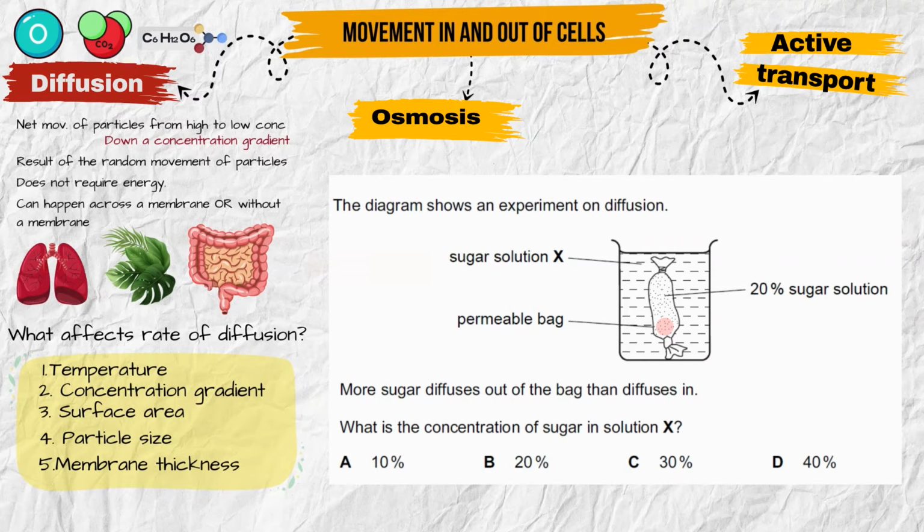That's diffusion. Which solution allows that? Only the one with concentration less than 20%. So the answer is A. This is how you analyze Paper 2 questions in your head. And with practice, this will take just seconds.